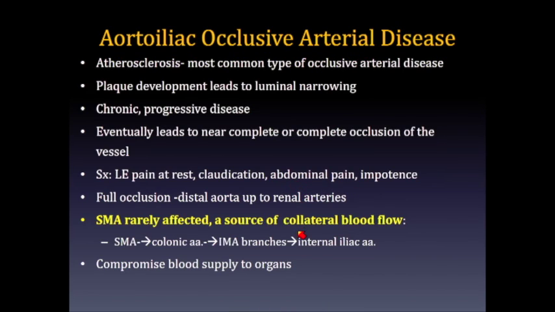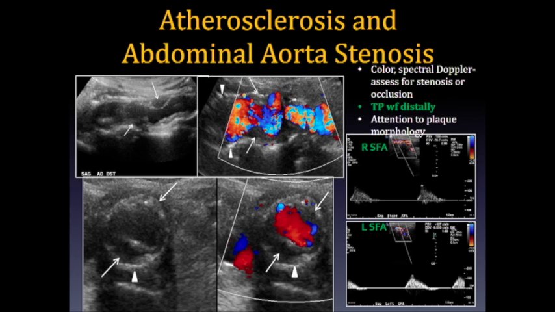Aorto-iliac occlusive arterial disease is most commonly associated with atherosclerosis, and it's a chronic progressive disease that leads to complete or near complete occlusion of the aorta. And patients in these severe situations present with lower extremity pain at rest, claudication, abdominal pain, impotence, and if it's a full occlusion, usually the distal abdominal aorta will clot until the level of the renal arteries, and the SMA will become a collateral pathway to supply lower extremities. Again, we have to evaluate for organ perfusion when this kind of thing happens.